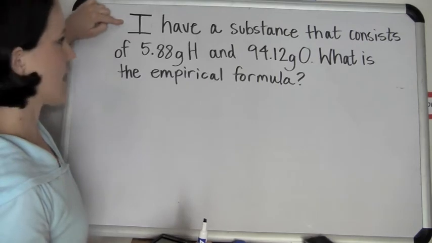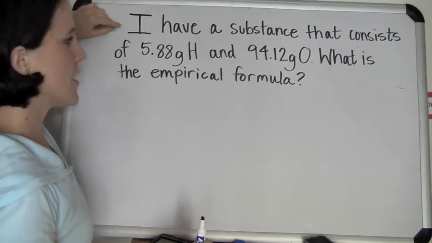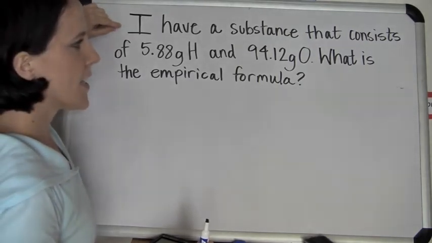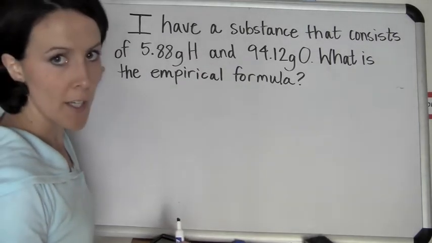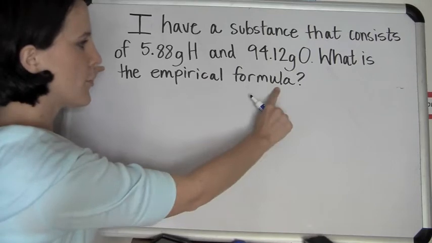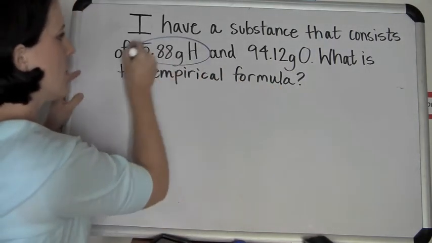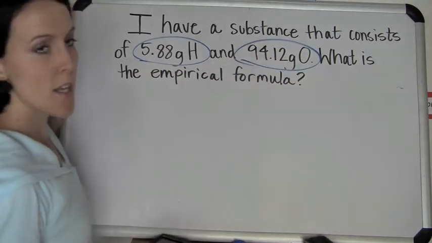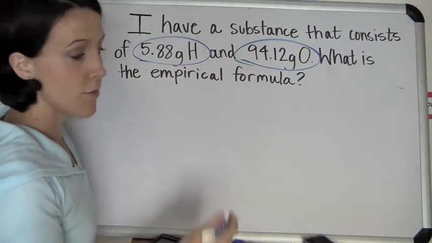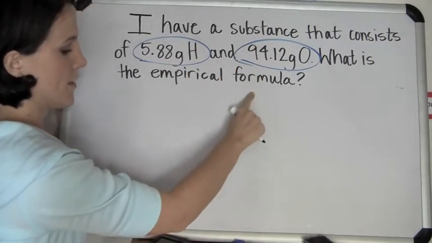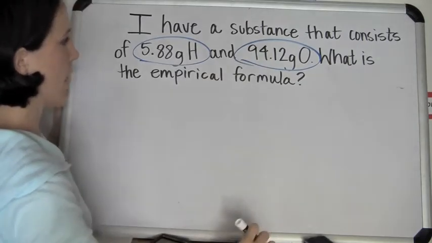Here's an example problem for empirical formulas. I have a substance that consists of 5.88 grams hydrogen and 94.12 grams of oxygen. What is the empirical formula? It's asking for the empirical formula, and it gives me 2 bits of information. I need to convert these to moles, and then I can create my ratio to find out what my empirical formula is.